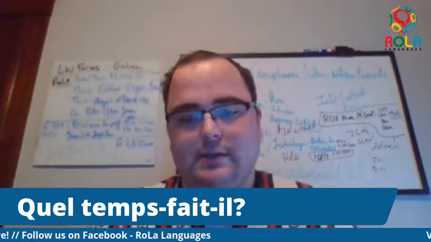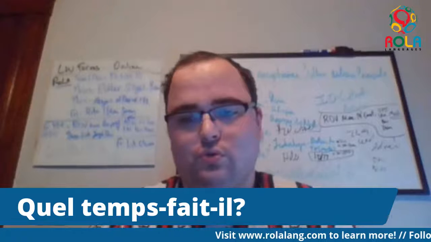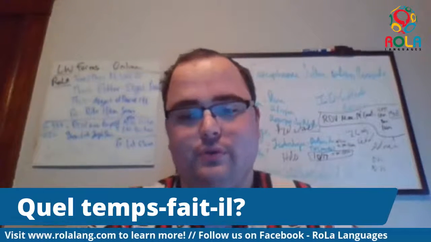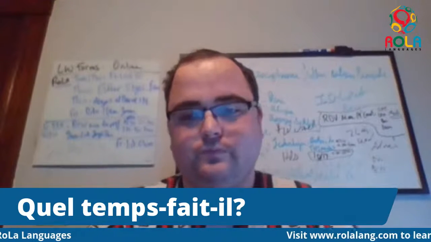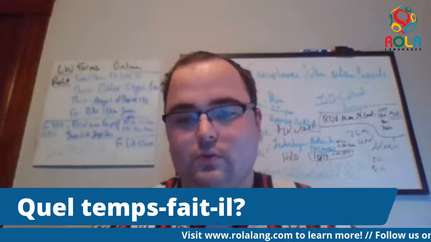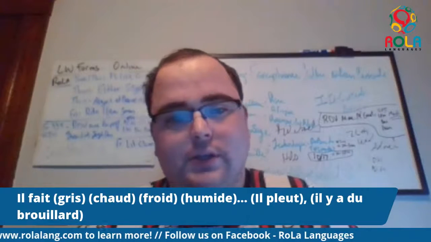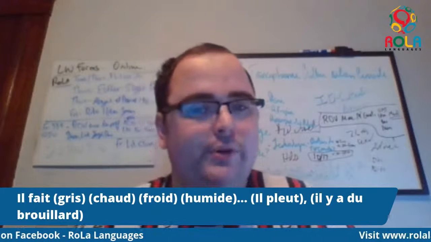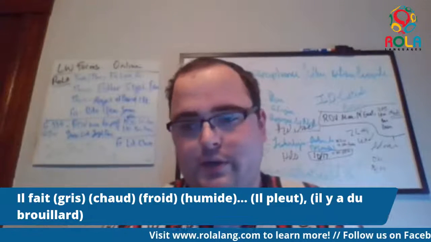You could also say il pleut. I'm just making another banner, please bear with me. Il pleut. Il y a du brouillard. Bon. You could say this: il fait gris, chaud, froid, humide. Aussi, il pleut, il y a du brouillard. Those are just some examples. Or il neige. It's snowing.